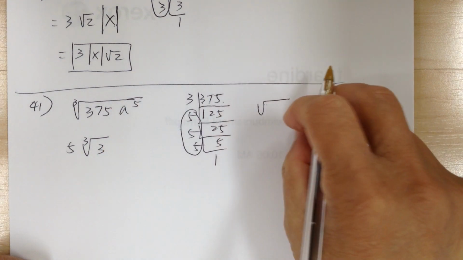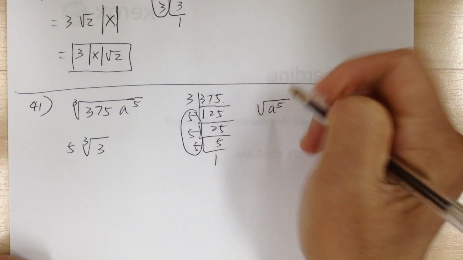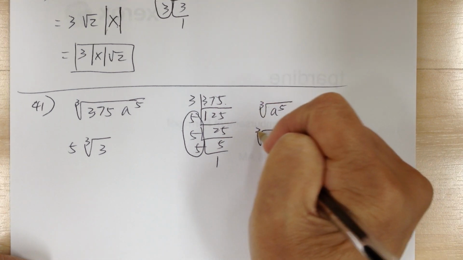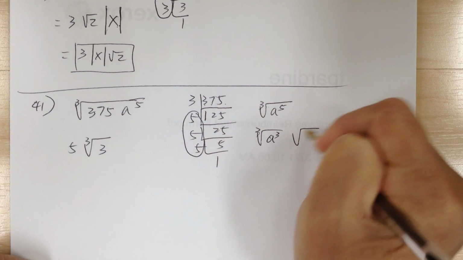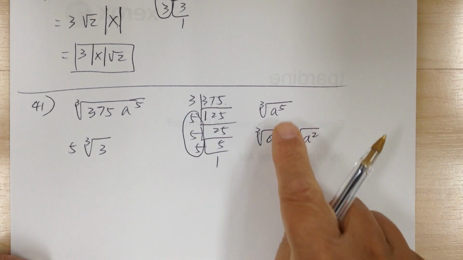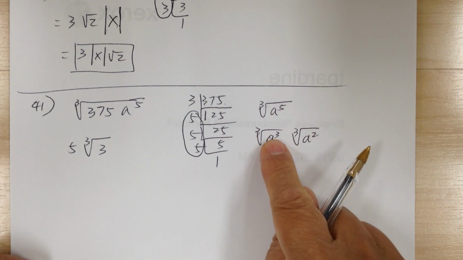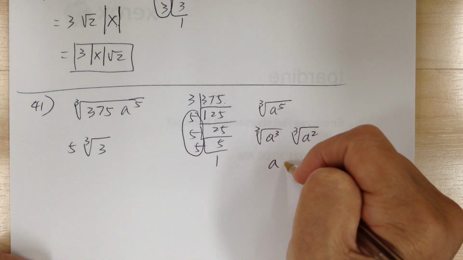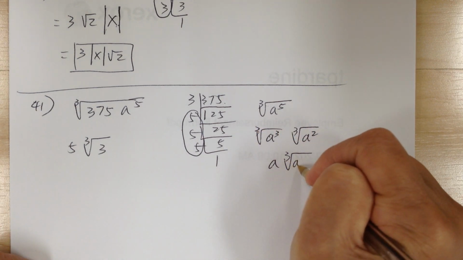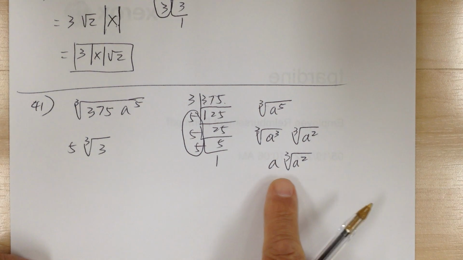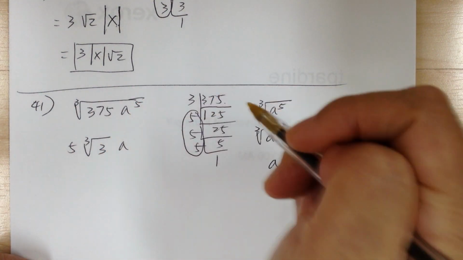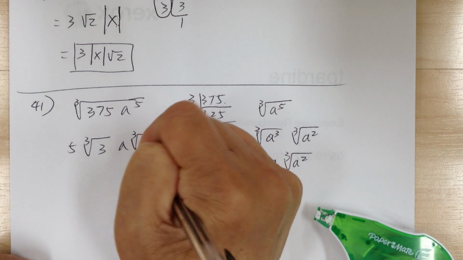So again, you can go off to the side to do the minus step. So this is equal to cube root. You can break it into a to the 3 and a to the 2, right? So there are 5 of them, so you get 3 over here and 2 over here. And this will give you a, right? And cube root of a squared. So the a comes out. So this will become a cube root of a squared.